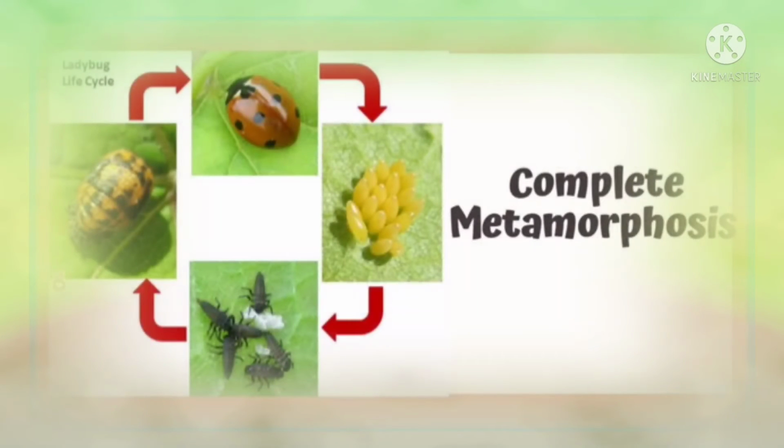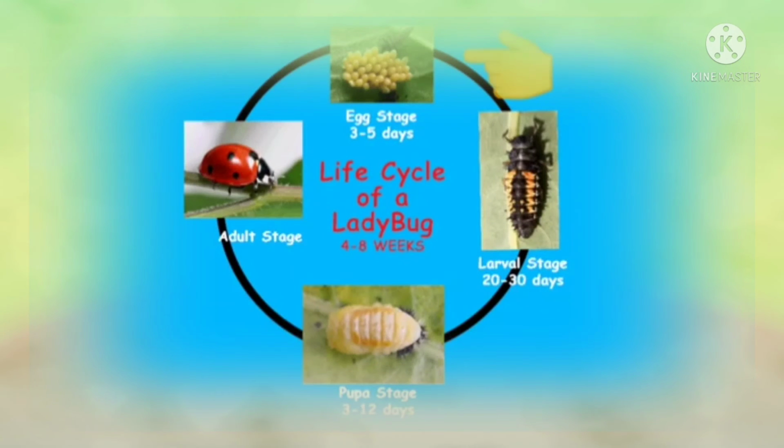Number 1. Complete metamorphosis. During a complete metamorphosis, an animal will go through 4 different stages in its life cycle. Example, a ladybug. The first stage is eggs. An adult ladybug lays eggs on a leaf.